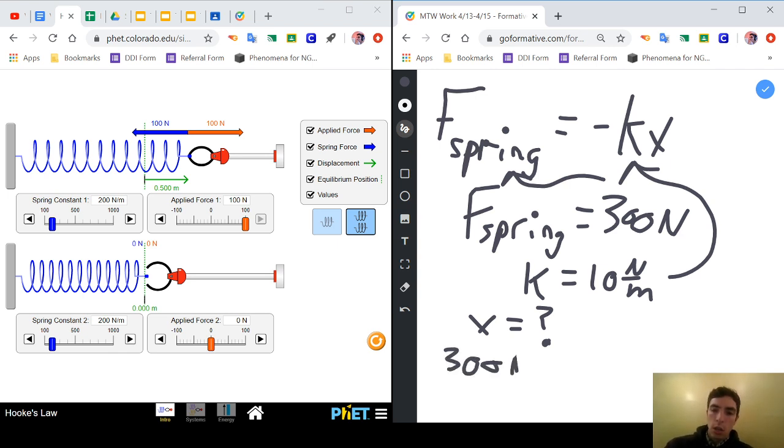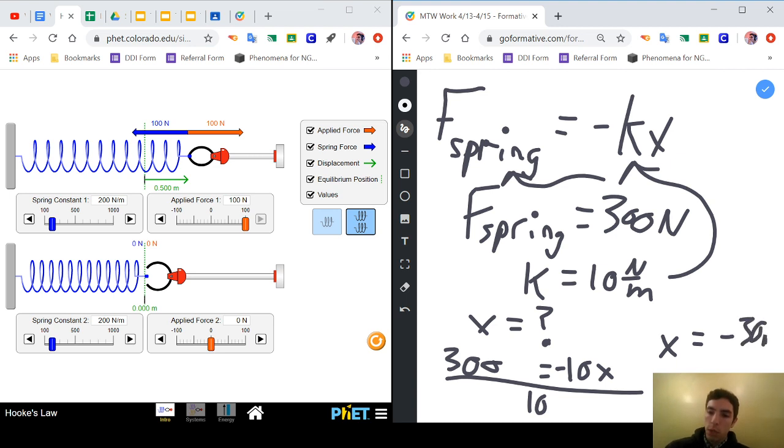And so the algebra on these problems is actually relatively straightforward. We would just be left with our x there, and we would have to divide both sides by whatever is next to the variable we're trying to solve for. So we have to divide both sides of this by 10. We would end up with an x equaling negative 30 meters.